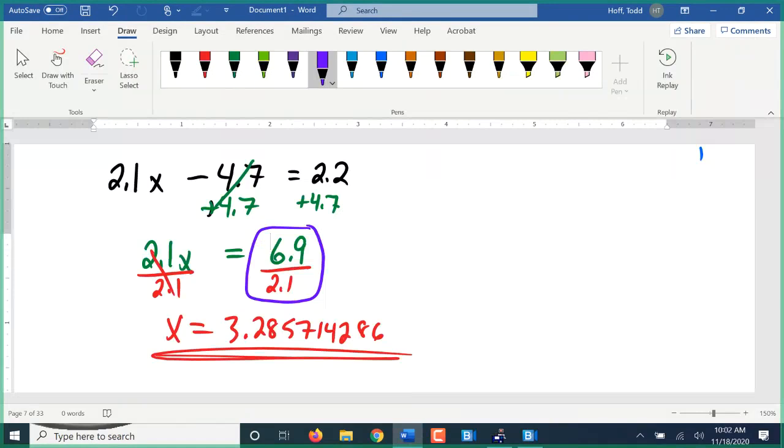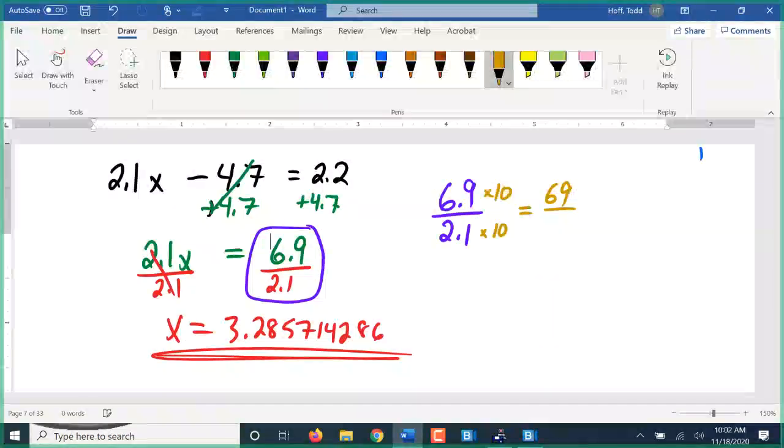We had mentioned when we talked about fractions that fractions and division problems, it's easy to jump back and forth from one to the other. So we can treat this division problem like it's just a fraction. 6.9 over 2.1. We need to get rid of those decimals. There's 1 decimal place in each. We'll multiply by 10. 6.9 times 10 is 69. 2.1 times 10 is 21.